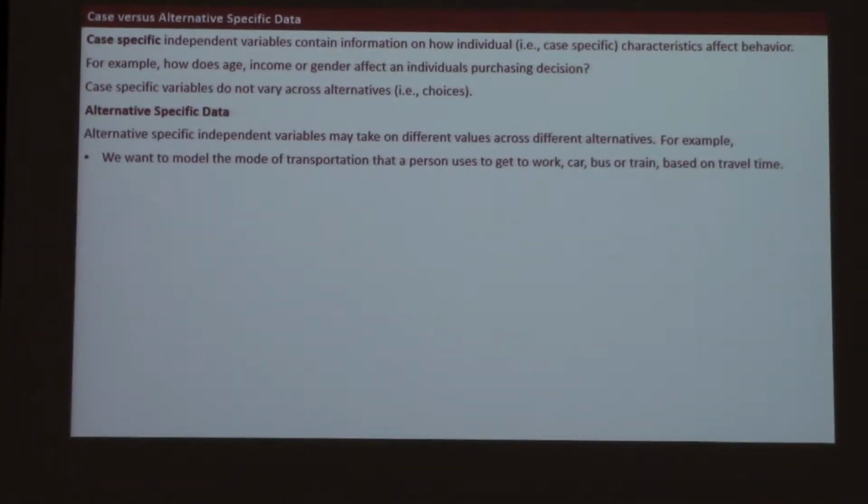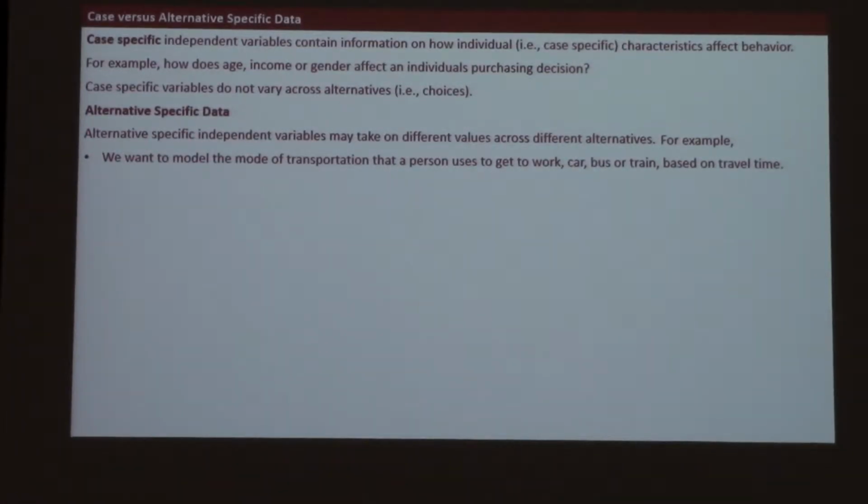These are specifically called case-specific variables. These vary across cases, in other words, across individuals, but they don't vary across alternatives. And we'll see what the heck that means. Alternative-specific variables, on the other hand, are variables that take on different values across the alternatives. All right, what the heck does that mean? Did we talk about this?